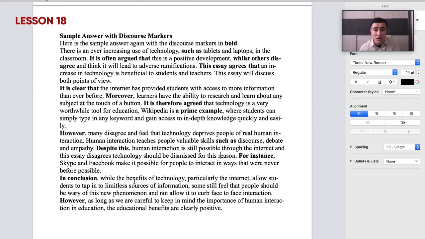However, as long as we are careful to keep in mind the importance of human interaction in education, the educational benefits are clearly positive. Now, by using however, you're actually telling the reader that you're going to talk about the opposite side again, guys. As you can see, these discourse markers are very helpful, and if you learn how to use them properly, you will definitely get a high score.